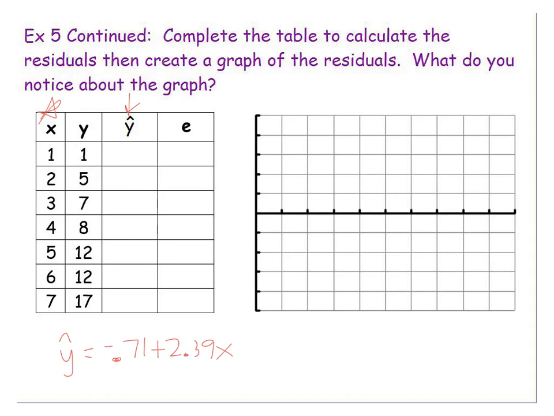So we're going to take negative 0.71 in our calculator. In our calculator, type in negative 0.71 plus 2.39 times 1. And you should get 1.68.